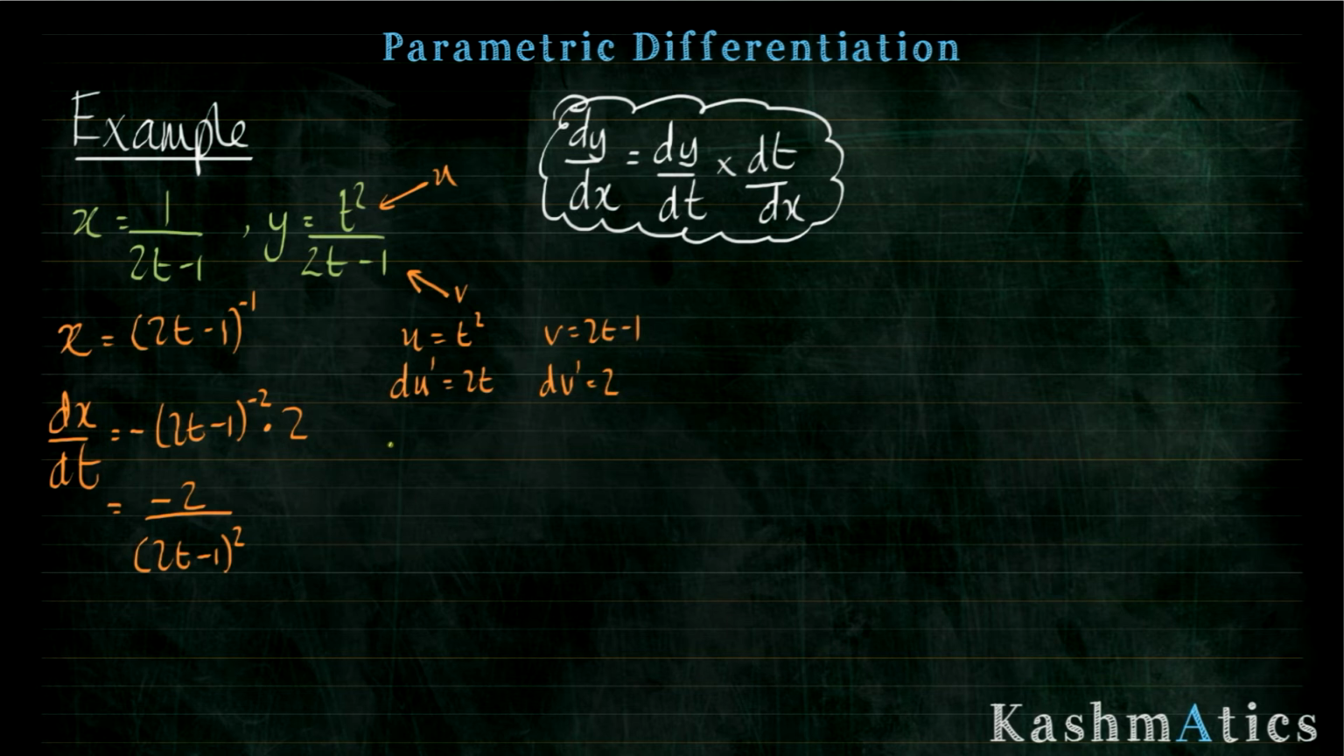And as far as the quotient rule goes, dy by dt is equal to v du. So v du, so that would be 2t minus 1 times by 2t. Take away u dv, so t squared times 2, so that's 2t squared, all divided by v squared, which is 2t minus 1 all squared. Now let's see if we can tidy this up before we put everything together.